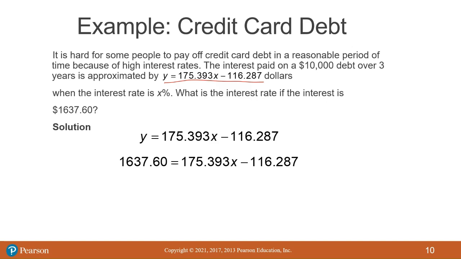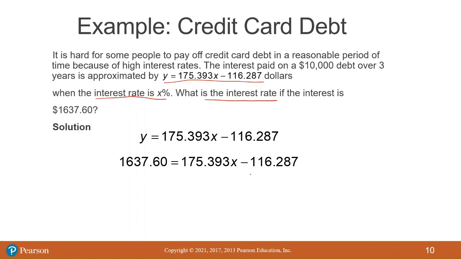Note that the $1,637.60 is the interest. The interest rate is represented by x. The interest is represented by y. So I will substitute the $1,637.60 in for y, and then I'll solve for x to figure out what the interest rate is. That's what we're trying to search for. What is the interest rate?